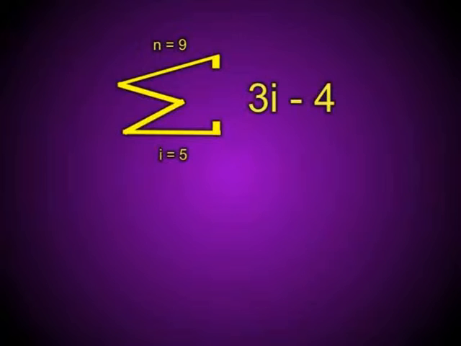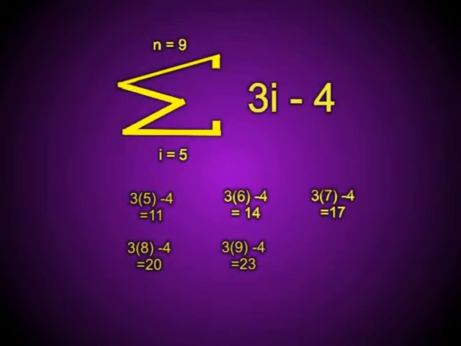Let's say we have sigma of 3i minus 4 with i equals to 5 at the bottom of the sigma sign, and at the top n is equals to 9. That means that we are looking for the sum of 3i minus 4 with our i value starting at 5. That means that the first term is going to be 11.